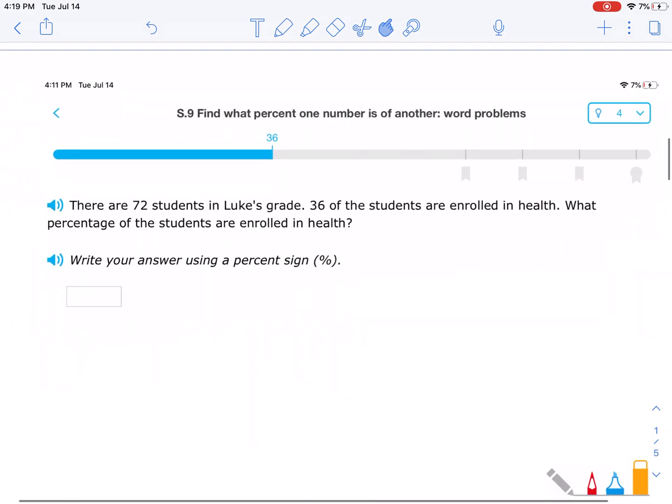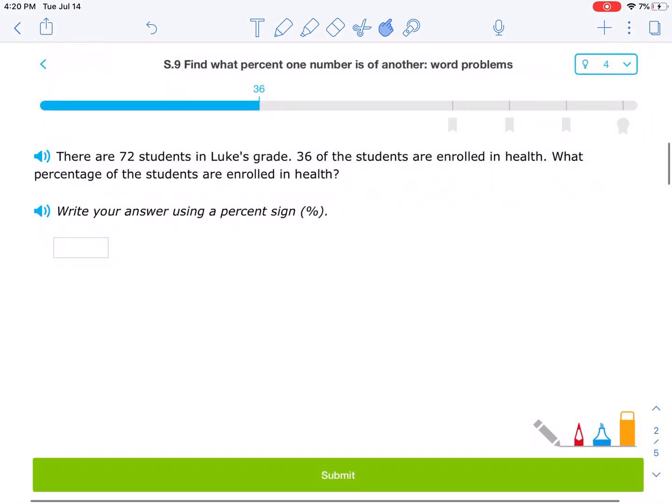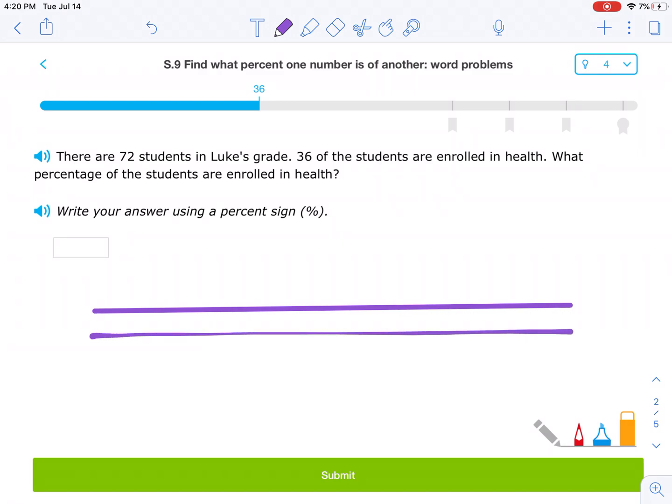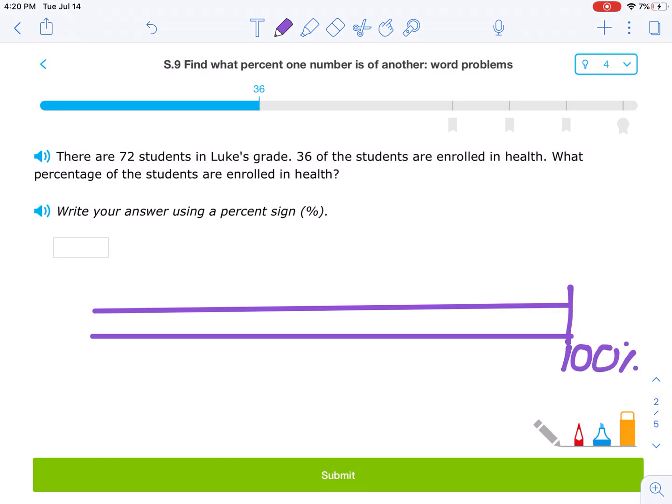Here's another question. There are 72 students in Luke's grade. 36 of all the students are enrolled in health. What percentage of the students are enrolled in health? So again, I'm going to go ahead and make my double number line. I'm going to recall that my percentage always goes in the bottom right-hand corner. There are 36 students enrolled in health, but there's 72 students total. So 72 is going to go up here. I'm going to remind myself that S represents a line with students, and that the bottom line is going to be my line representing percentages.